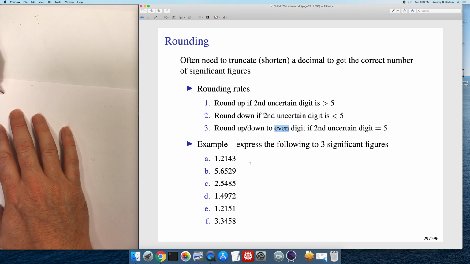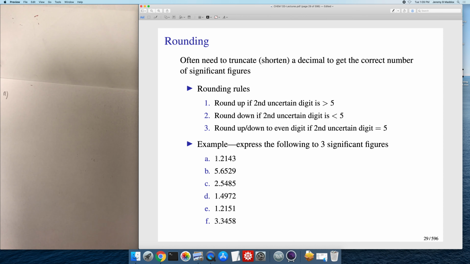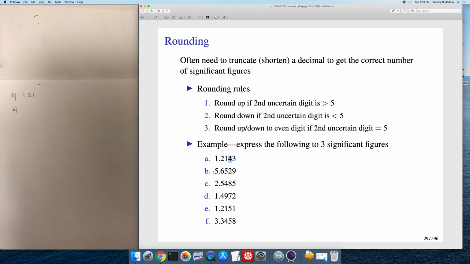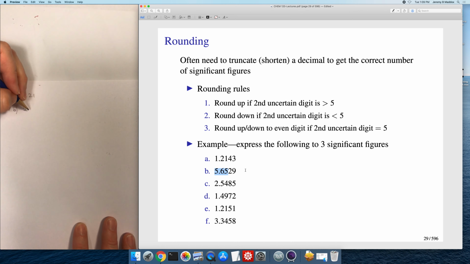So part A, right? Okay, we want to round to that column right here, to the hundredths column. And so we look at the second uncertain digit. It's a 4. That's not greater than 5. It's less than 5. So we will round that down. We will write the number as 1.21. For part B, we want to round to here. And again, we see that the second uncertain digit is less than 5. And so we will round down 5.65.